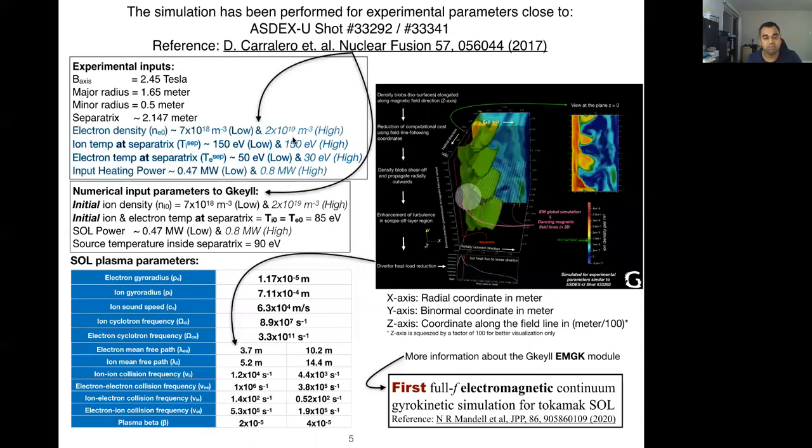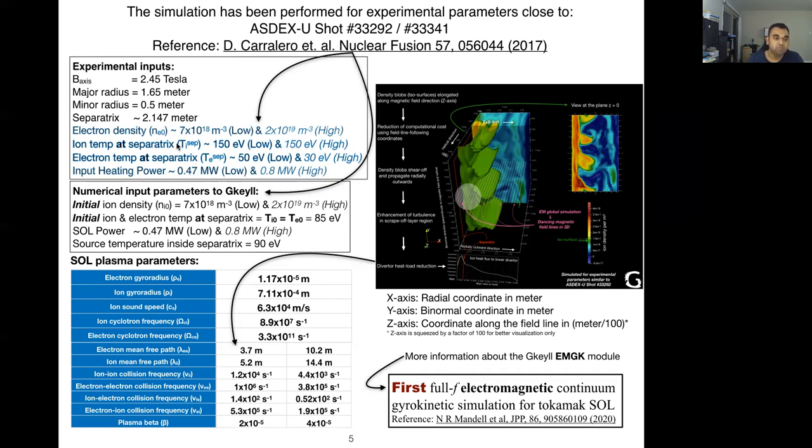So with all this in hand, we set up our simulation for ASDEX Upgrade tokamak parameters, ASDEX Upgrade shot numbers 33292 and 33341. The details of the shots, experimental measurements, analysis of data, and everything have been documented very nicely in Domenico Carralero's Nuclear Fusion paper in 2017.